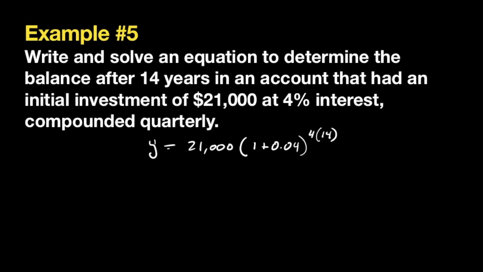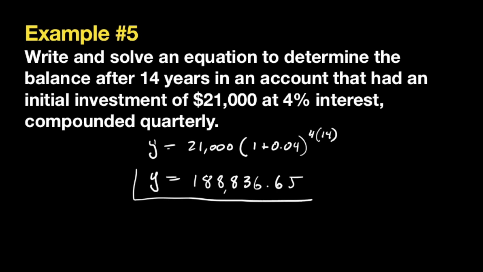So our answer is going to be y is equal to 188,836.65. And the reason that we're getting so much more money than the 25 years previously is part of it is the interest, but it's also the number of times that it happens per year. This makes the exponential function much, much larger.